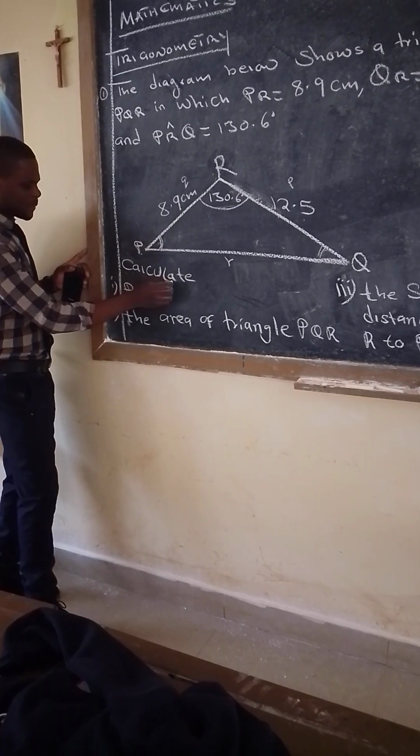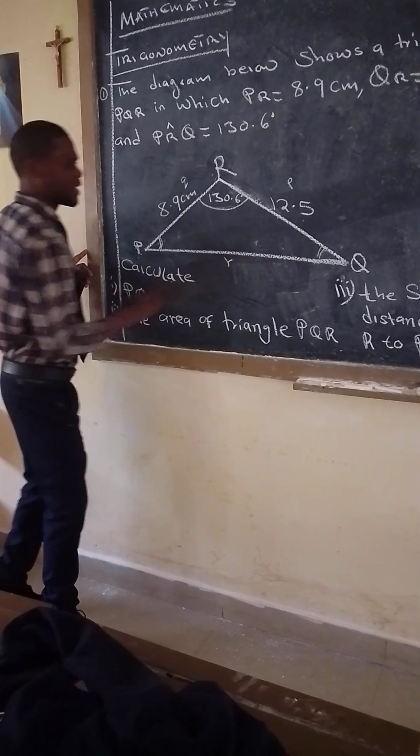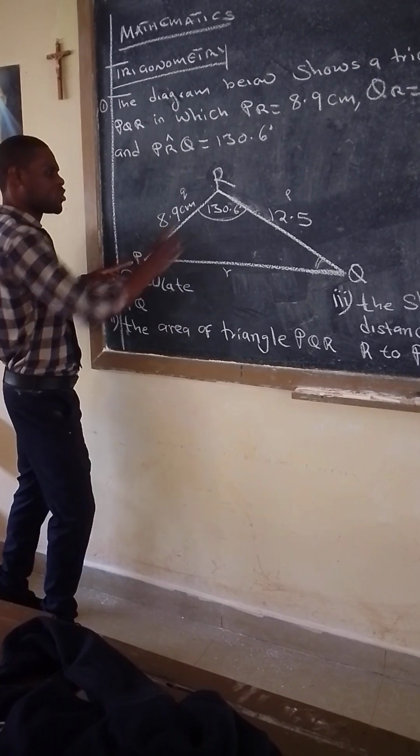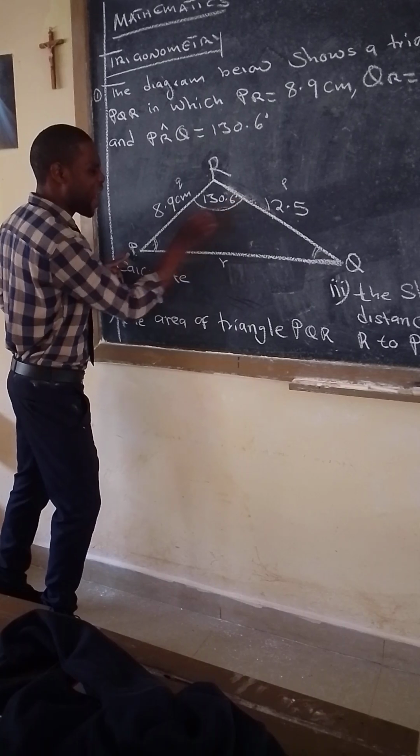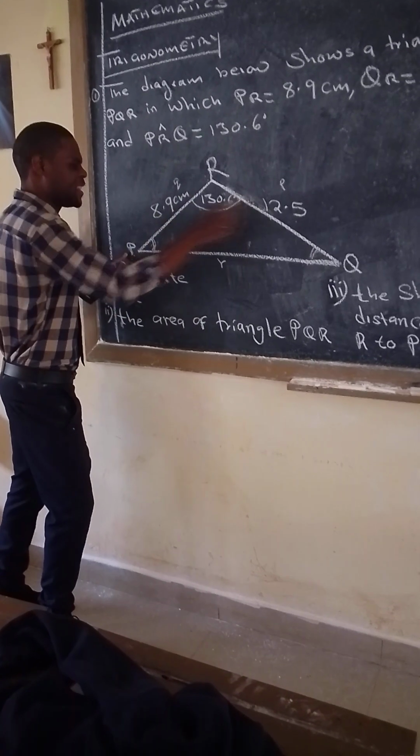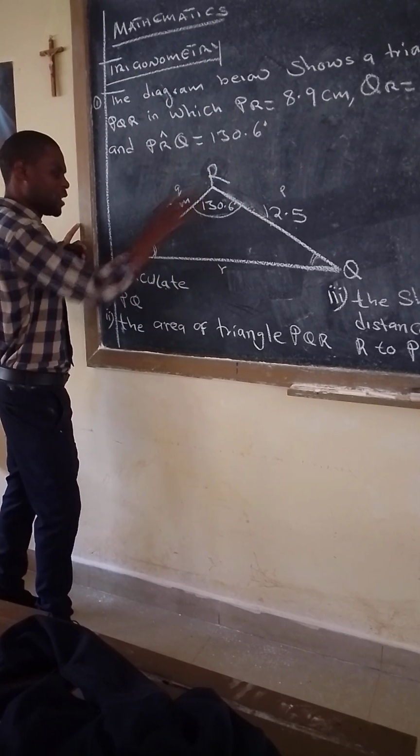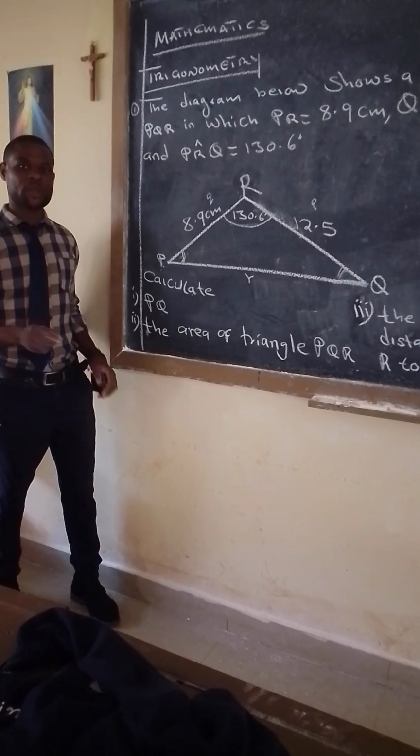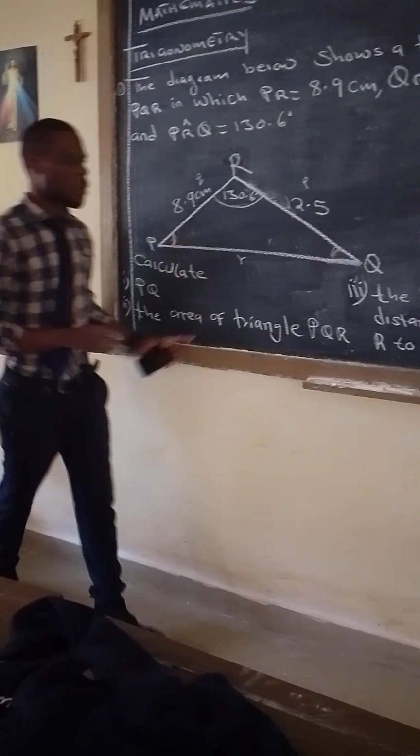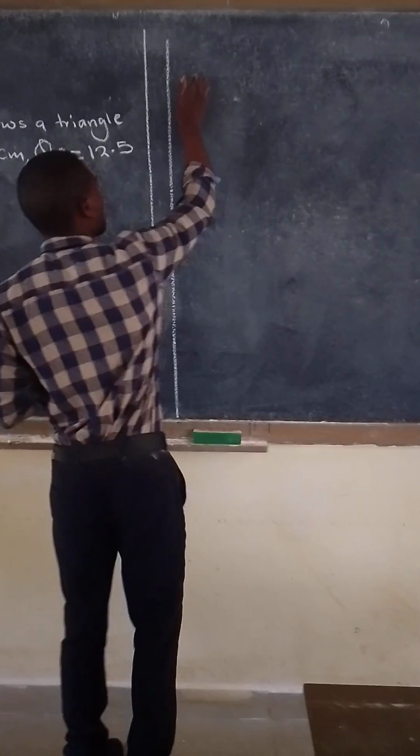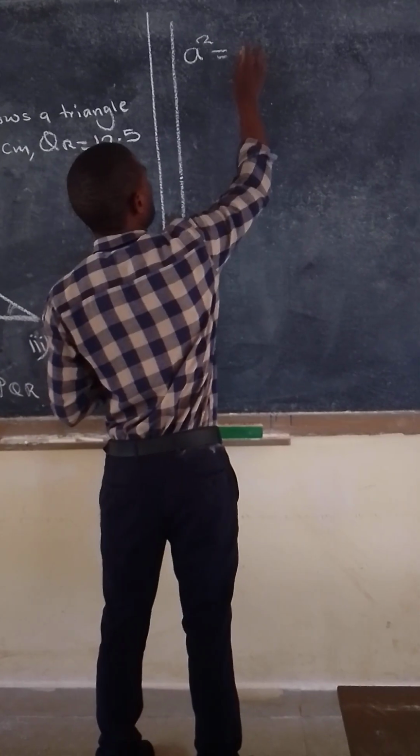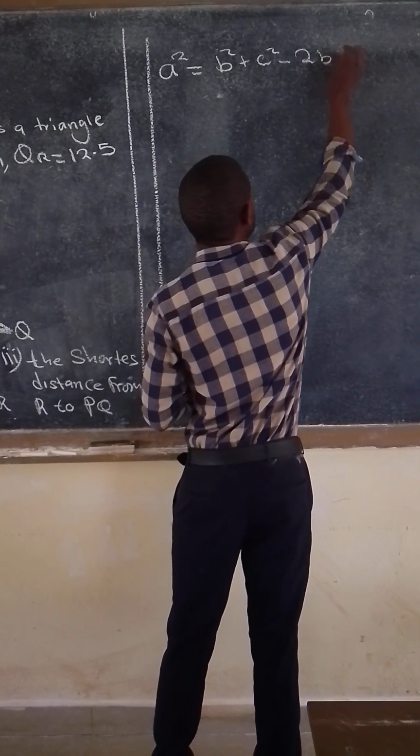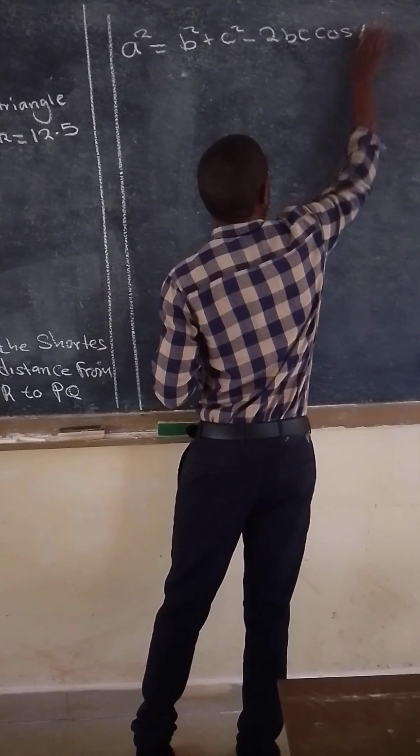Now, to calculate PQ means we are calculating the side. If we look at this question, we have two given sides and the angle formed between those same two sides. So, to calculate the side PQ, we are going to use what we call the cosine rule. The cosine rule states that a squared is equal to b squared plus c squared minus 2bc cos A.